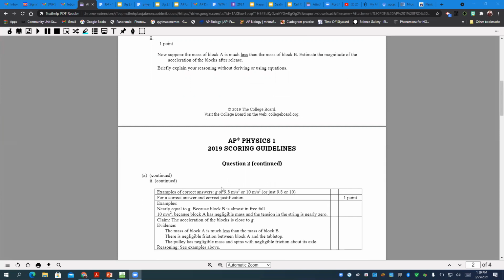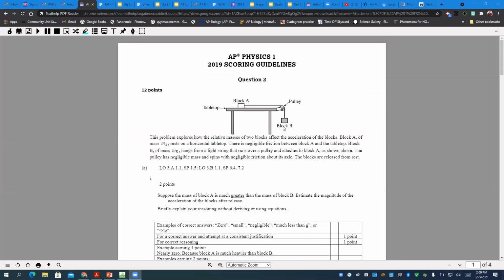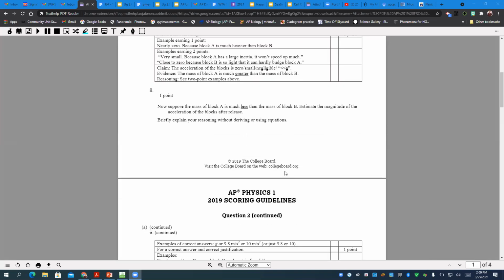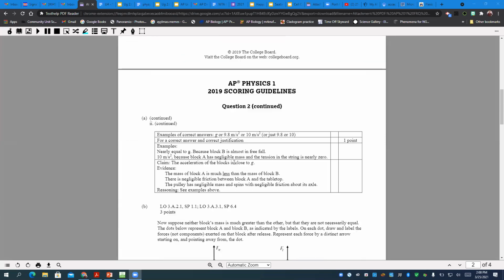If you said correct answer nearly g or almost free fall or 10 or some variation of that, you got points. So if you said nearly equal to g because block B is almost in free fall, 10 because block A has negligible mass and the tension in the string is nearly 0. Something about how this would be really, really large, and this would cause very little resistance. So it's almost in free fall. That would be what they're looking for in part A2.